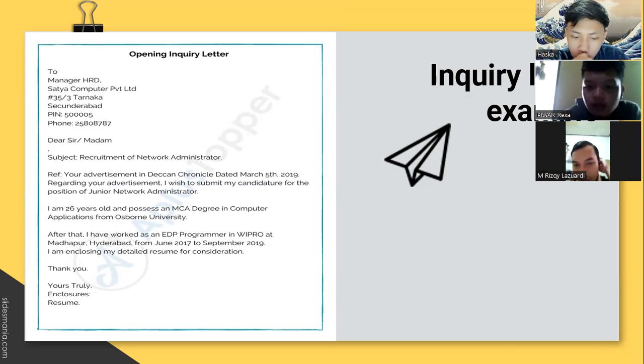Okay, thank you, Muhammad Lazuardi. Furthermore, here there is also a good and correct example of an inquiry letter, where there is an address and identity of the destination, then it is opened with a greeting. After that, there is a subject. Then there is an introduction and finally it is closed by writing a wish and thanking the reader.